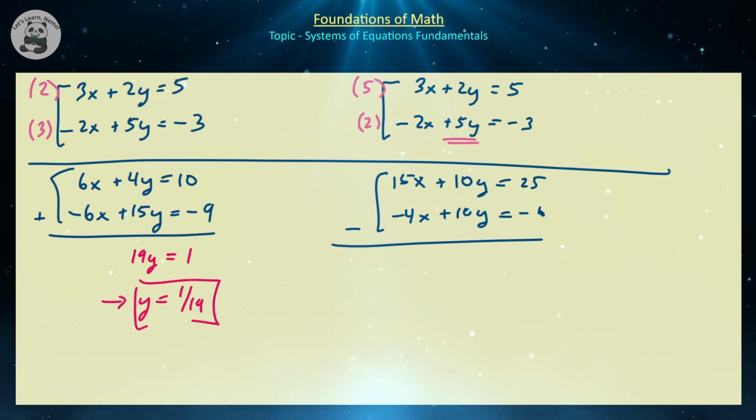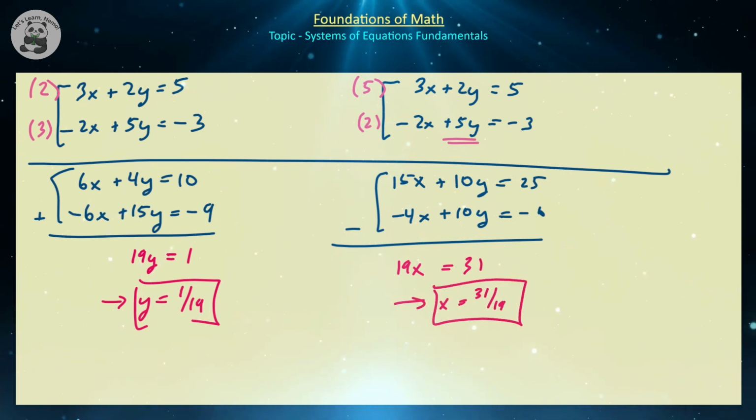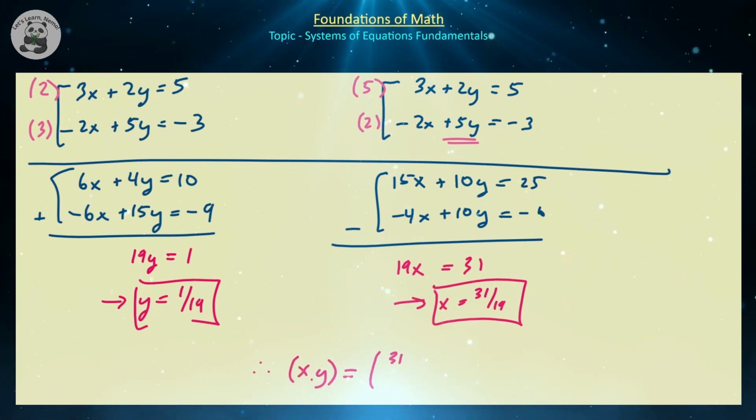Over here on the right, I'm going to have 15 minus negative 4, that's going to be equal to 19x, 10 minus 10 will be equal to 0, and 25 minus negative 6 is going to be equal to 31, giving us x is equal to 31 over 19, right? So therefore we have that our solution, x, y, is going to be equal to 31 over 19, comma 1 over 19, which is our solution as we already know.